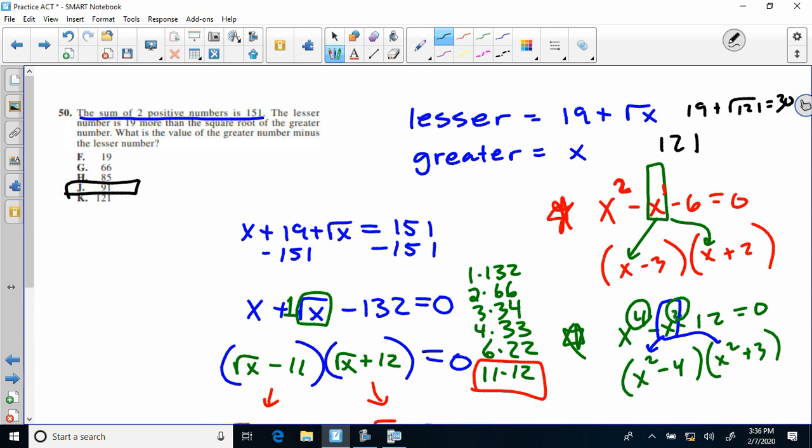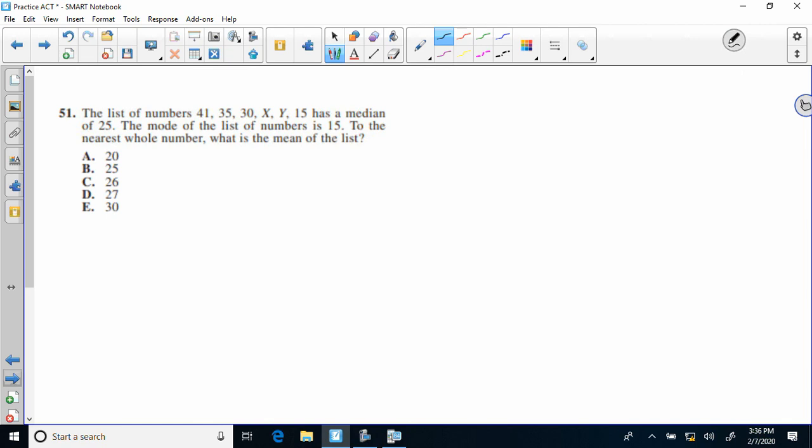Okay, 51. The list of numbers 41, 35, 30, x, y, and 15 has a median of 25. The mode of the list of numbers is 15. Well, if you remember mode, that means that's the one that occurs the most. And so I know 15 has to occur more than once. So I'm going to say 15 at least has to occur twice. So one of these numbers, the x or y, has to be 15. It doesn't matter which one. But to have a mode, it has to occur more than once. It's the one that is most common.